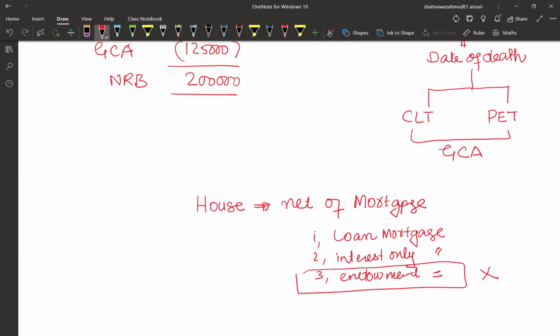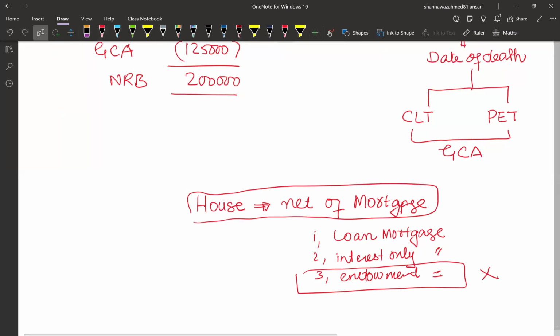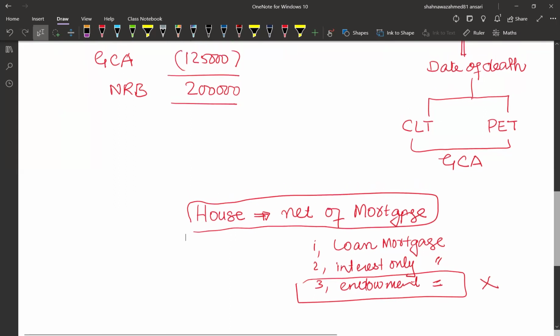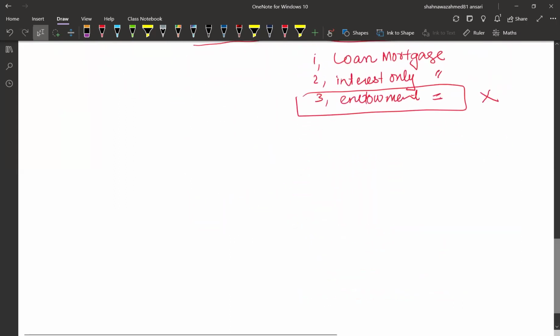If any loan mortgage or interest only mortgage has been given, what we need to do is find out the value of the house net of this mortgage, and then compare this with the available RNRB value. In this way, we can identify how much IHT is payable to the tax authority.